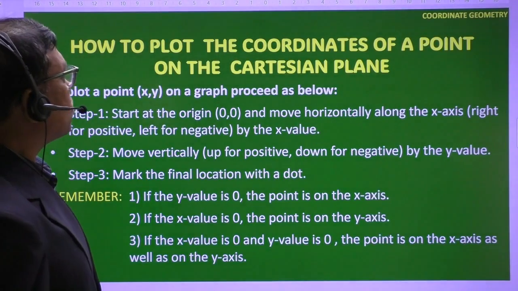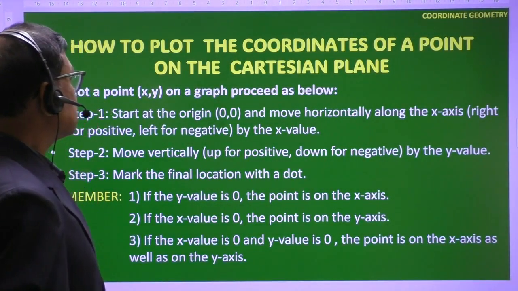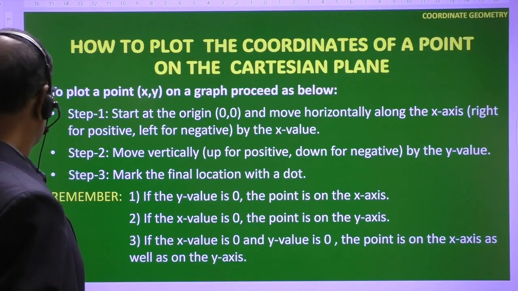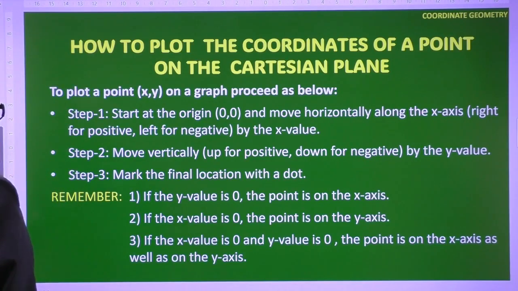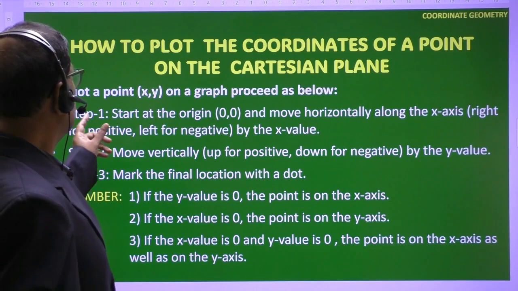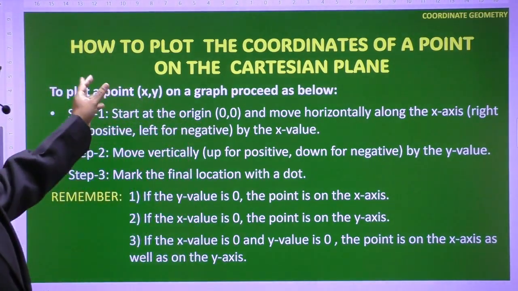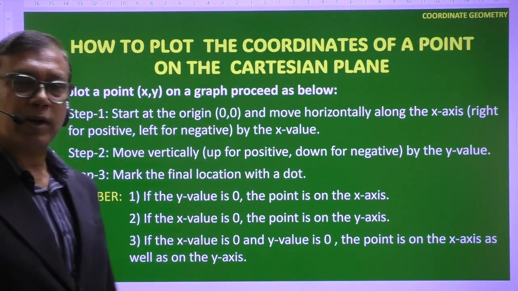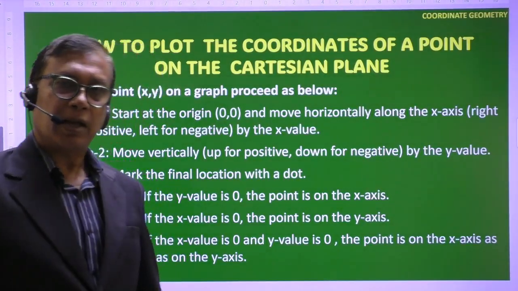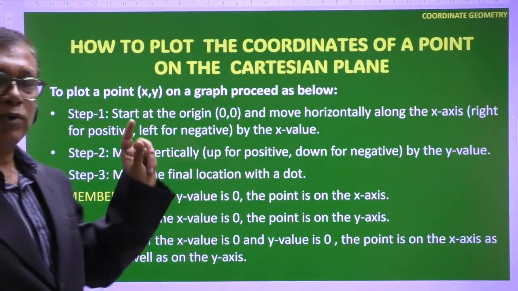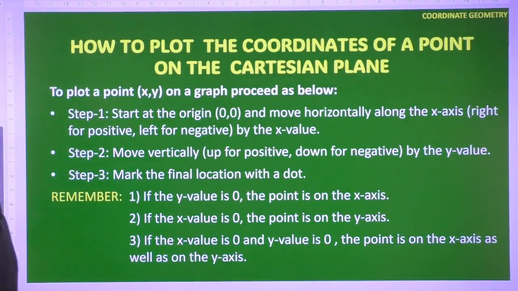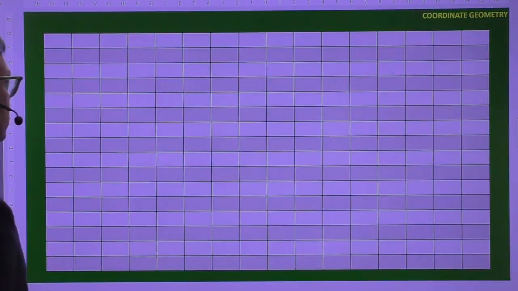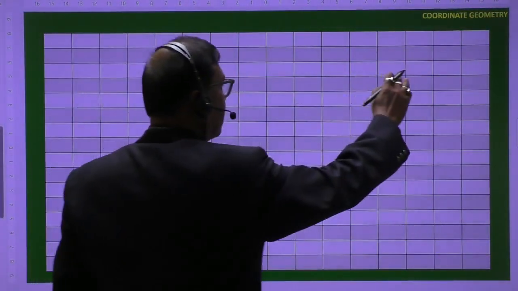Now how to plot the coordinates of a point on the Cartesian plane? To plot a point x, y on the graph paper, we have to proceed like this. Now we have to start from origin. Yes, we have to start from origin.